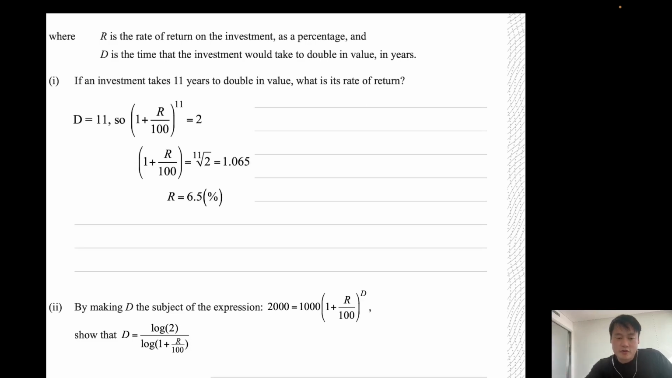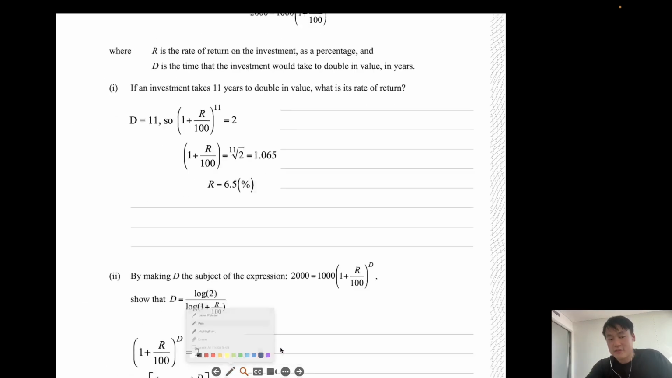And then the rest is very straightforward because you have a simple algebra expression, 1 plus R over 100 equals 1.065. What do you want? Rearrange for R. Because if you rearrange for R, you're going to get the answer. You can say R over 100 is equal to 1.065 minus 1. So you get R over 100 equals 0.065. R is then equal to 100 multiplied to the other side, 0.065 times 100. And that's where you get 6.5.